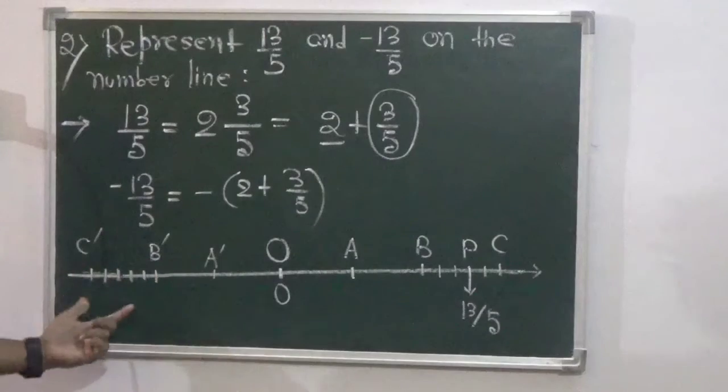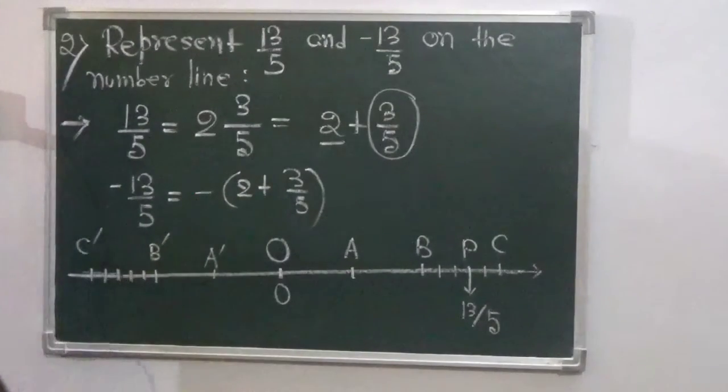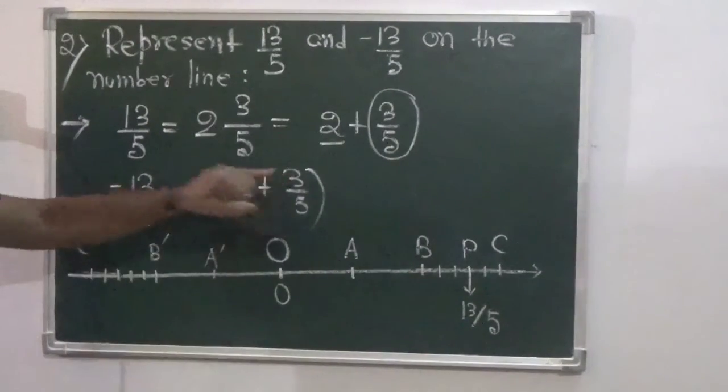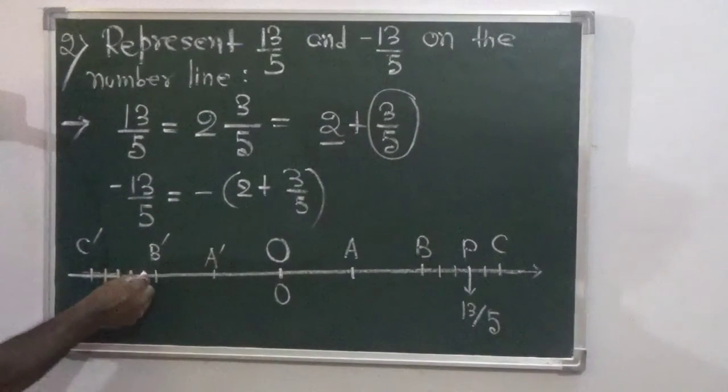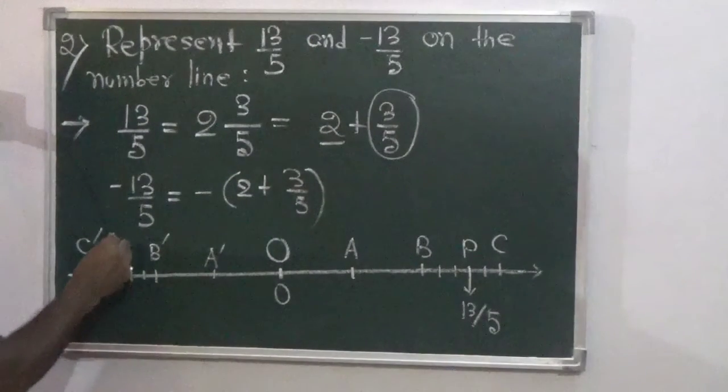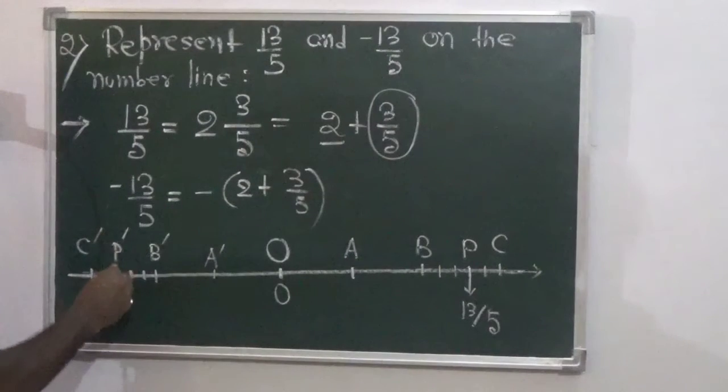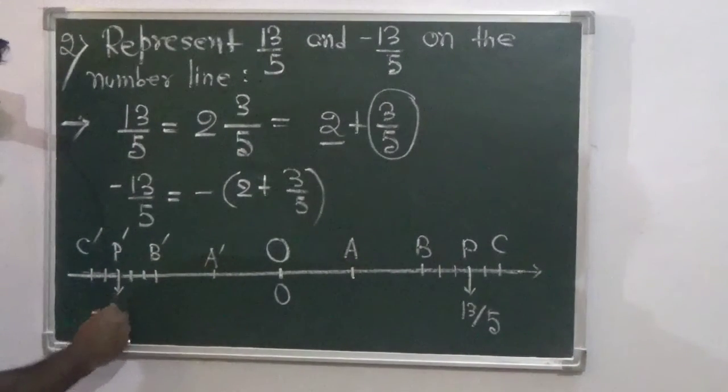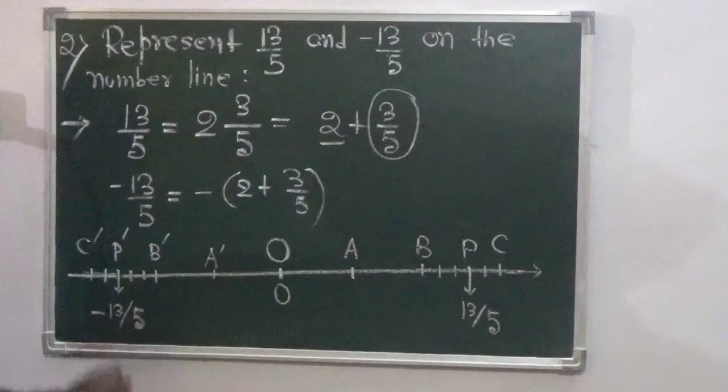So B dash C dash is again divided into 5 equal parts, and then we have to take the third part. So from here, this is the first part, second part, and this is the third part. So mark it as P dash. So P dash represents minus 13 by 5.